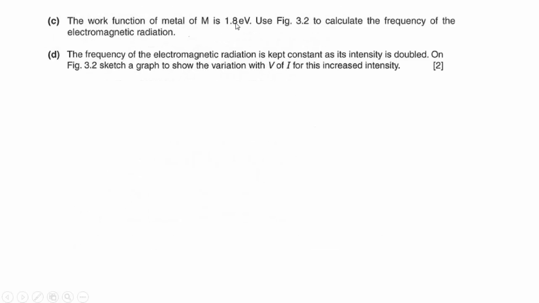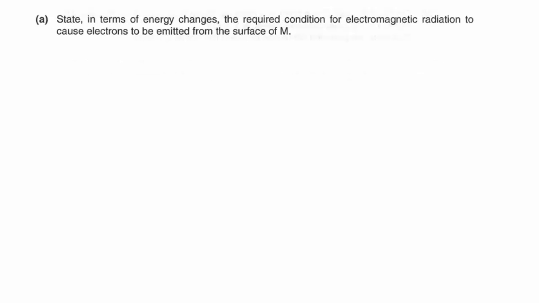Part C is a quantitative question to determine the frequency of the EM radiation, and Part D is a graphical question to sketch a new I-V graph when the intensity is doubled. Let us start with Part A. In this part, you are asked to state the conditions for electrons to be emitted, and you need to do this in terms of energy changes.